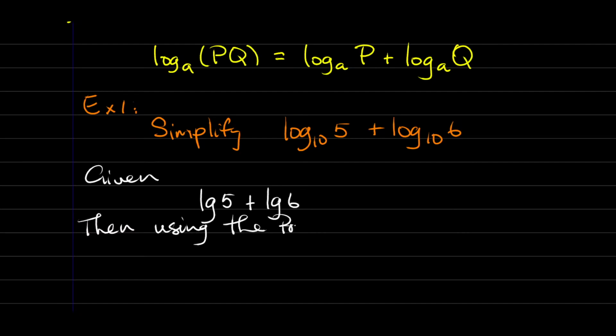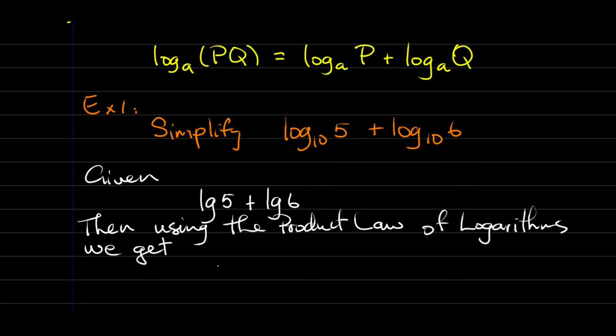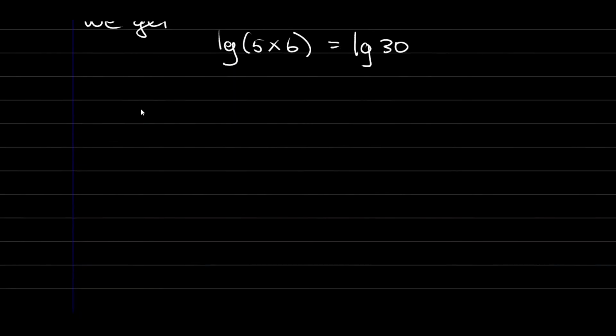Right, from there, we're going to say, given this, then using the product law of logarithms, we get that log of 5 times 6 is going to be the same answer, which is just simply log 30. All right, and that's the answer right there. Let's go to the next law.